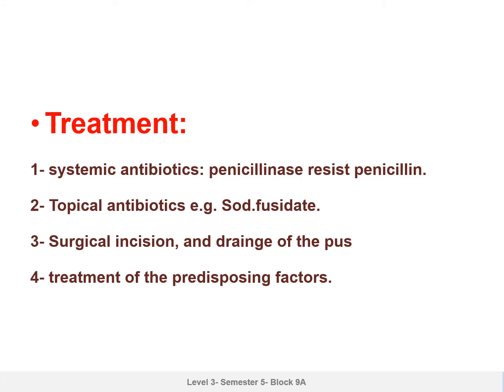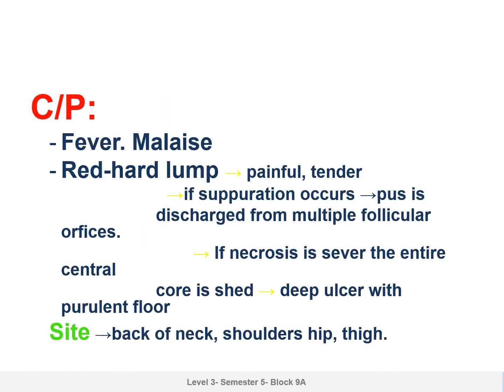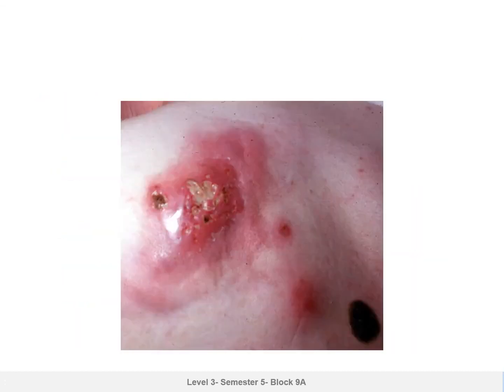What are the treatment options? Treatment options include topical and systemic antibiotics, even surgical incision and drainage of the pus, and treatment of the predisposing factor, which drains the pus from multiple orifices, as you see in the picture.